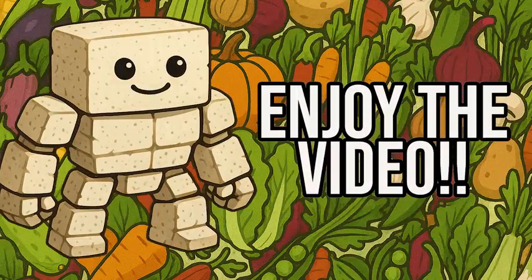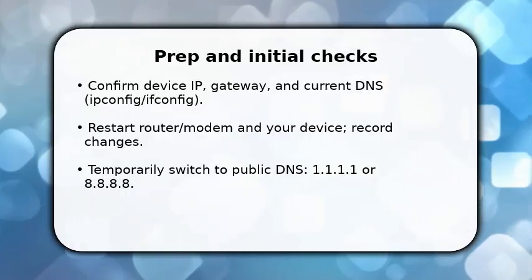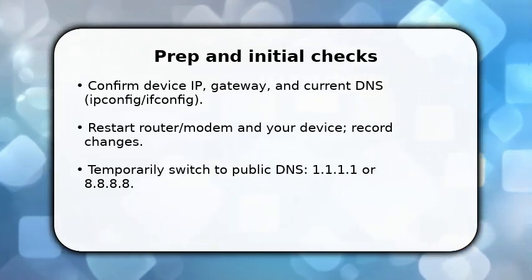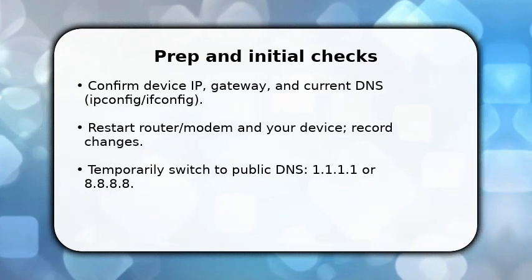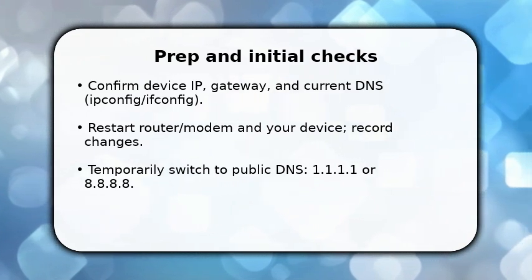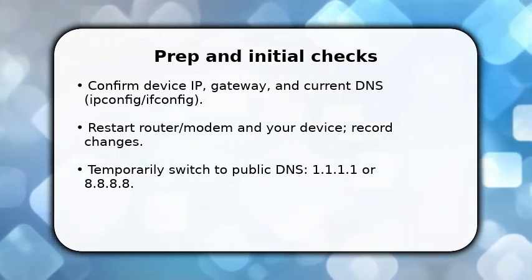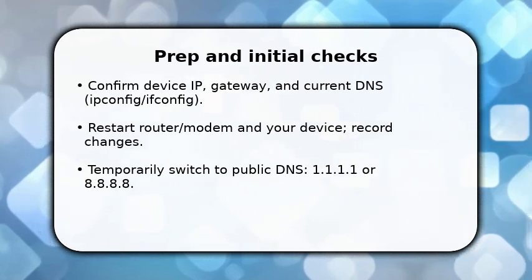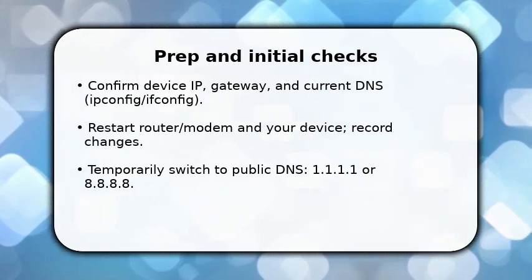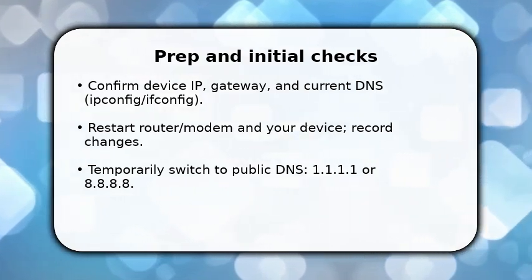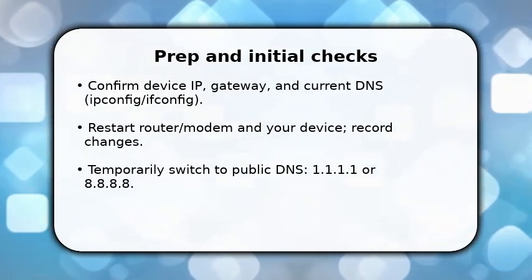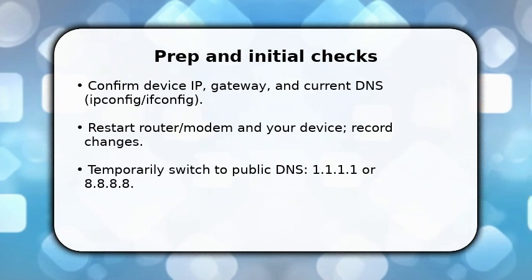Please enjoy the video. You start by verifying the essentials so you don't chase ghosts. Check your device IP, gateway, and DNS with ipconfig or ifconfig, note values. Once done, reboot your router and your computer because many DNS failures clear with a restart. If the problem persists, change the adapter DNS to a known public server like 1.1.1.1 or 8.8.8.8 to separate ISP DNS issues from local configuration. Make sure to document every change so you can revert later.